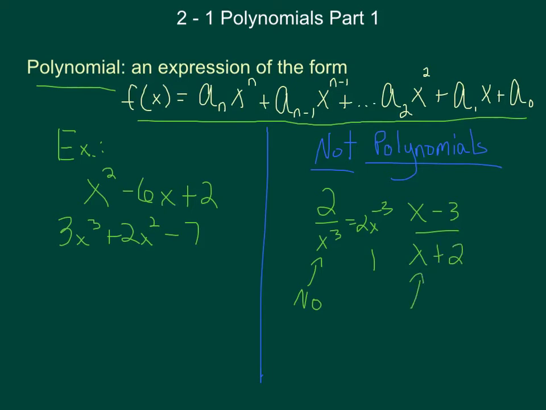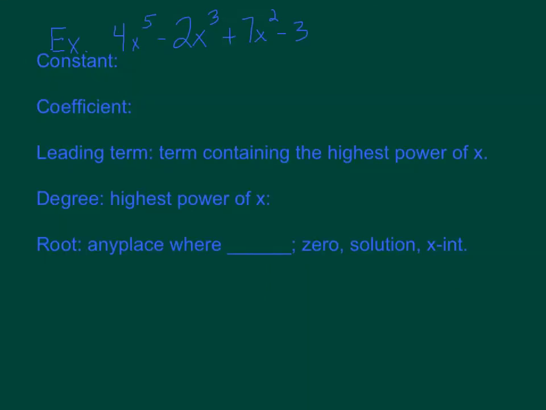This one, same thing. This is not a polynomial because it's not continuous. In this particular polynomial right here, x would not be allowed to be negative 2. It has what we call a discontinuity. That's what makes it not a polynomial.